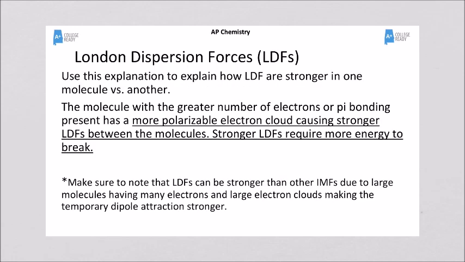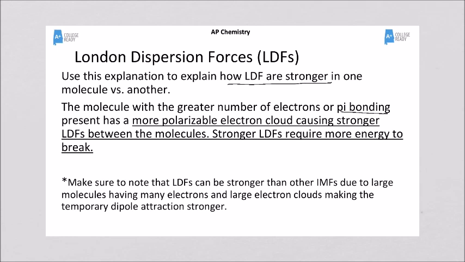Now, if you're comparing two molecules and you're having to explain why the London dispersion forces are stronger in one molecule versus another, it's really about the number of electrons, and pi bonding also contributes to this, that are present in the molecule. What happens is if there are more electrons, the cloud has a stronger temporary dipole. What we call that is the cloud is more polarizable. And so that causes stronger LDFs between the molecules.